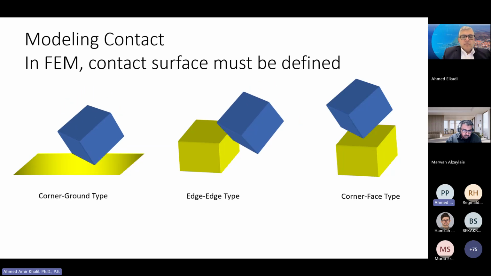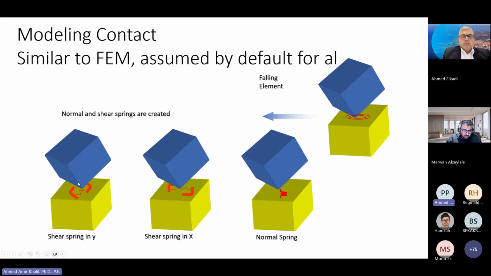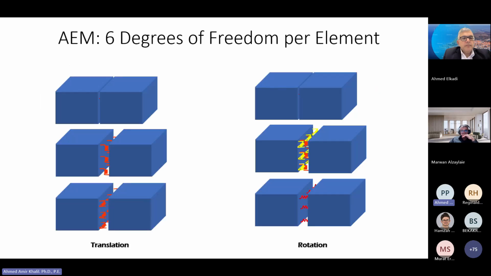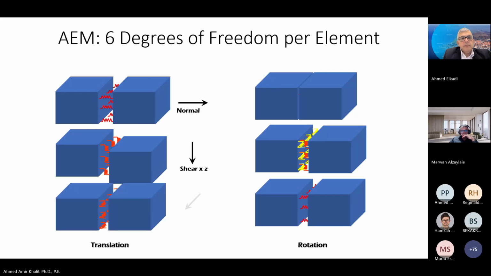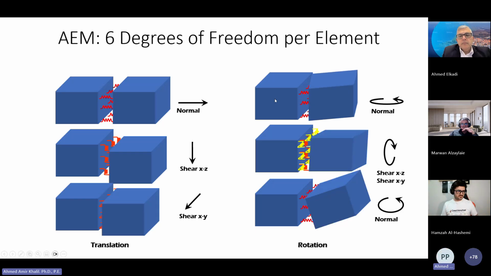So the key word is springs. Whenever two elements touch each other, springs are created between them, creating the contact. But it's automatic for all elements, it's built in. The other point is the number of degrees of freedom is much smaller, 6 compared to 24, for example, if you're using a finite element 3-dimensional cube, which means that we are representing all the stresses and all the internal forces using 6 degrees of freedom, meaning the number of equations is reduced.